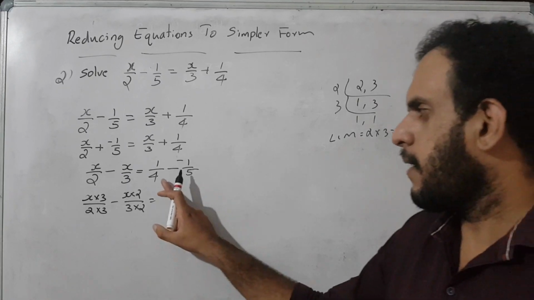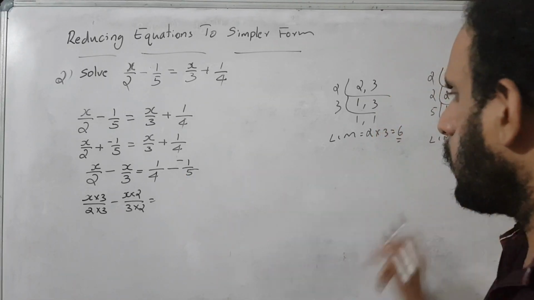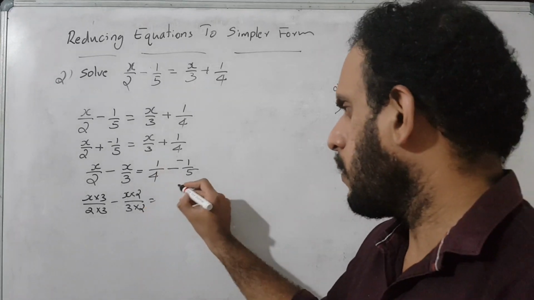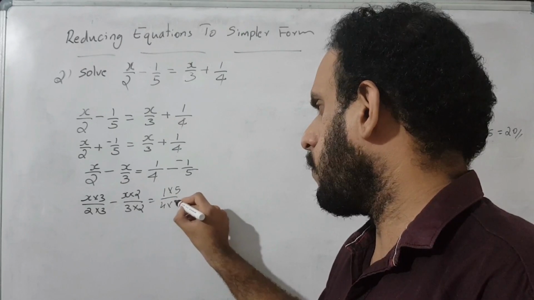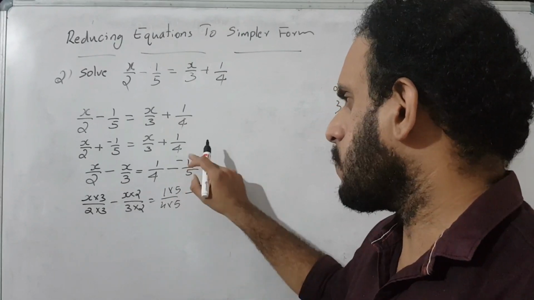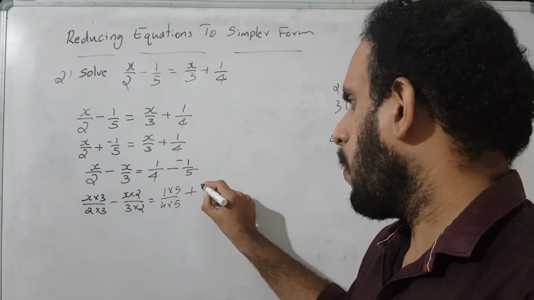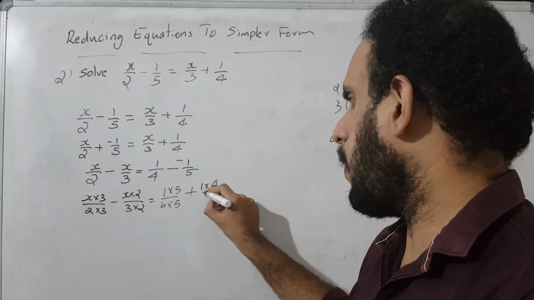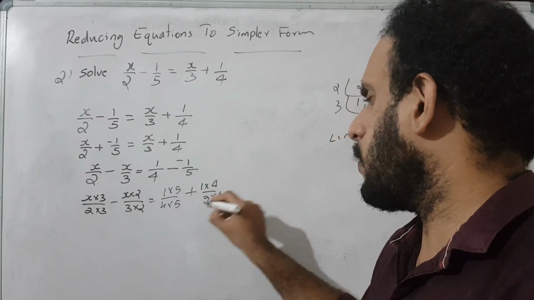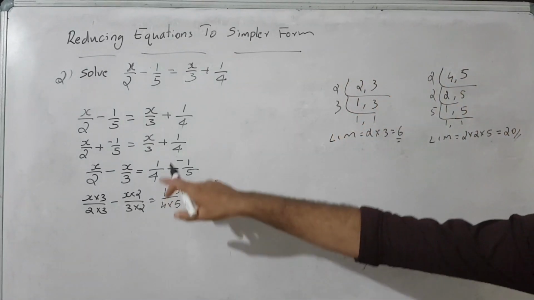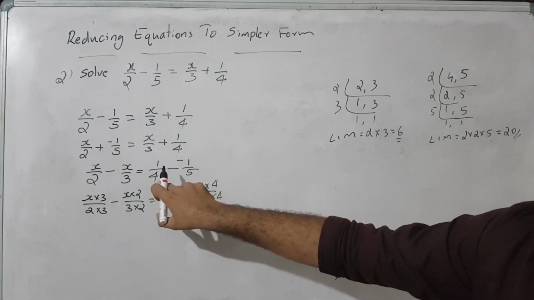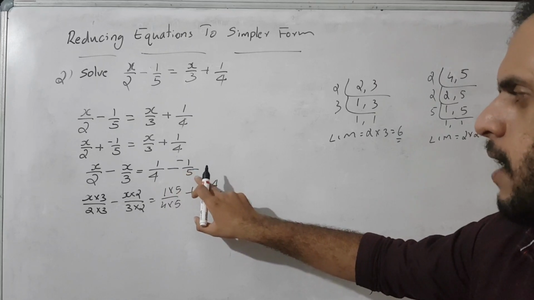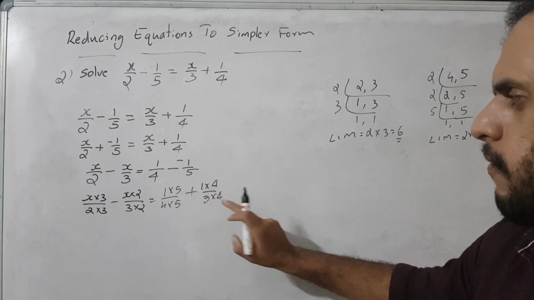So we need to make 4 and 5 as 20. That is possible here: 1 into 5 by 4 into 5. Correct? Minus is plus 1 into 4 by 5 into 4. I think you got this. Why? To make 4 as 20 we need to multiply 4 by 5. Here we need to make 5 as 20, so we multiply by 4.